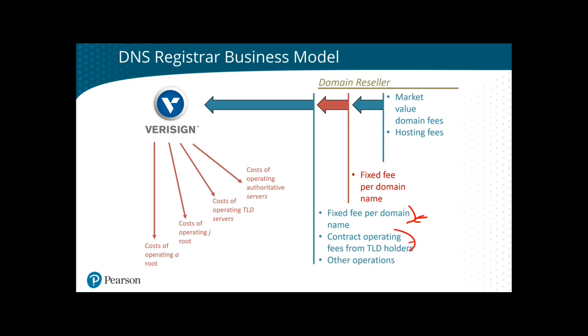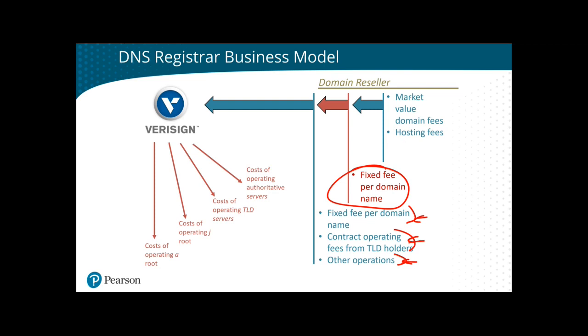They also get contract operating fees from TLD holders and other operations. Somebody like Bitly might go to somebody like VeriSign and say, since you're already deeply into the DNS business and you own these top level domain servers, you can make my service, whatever it is, URL shortening, it doesn't matter, there's a lot of different services that you can do in the DNS service, faster. And therefore, I will pay for you to host my service, and then I'll charge my users for the service and use that money to bring money back to you. So this is a fixed fee per domain.